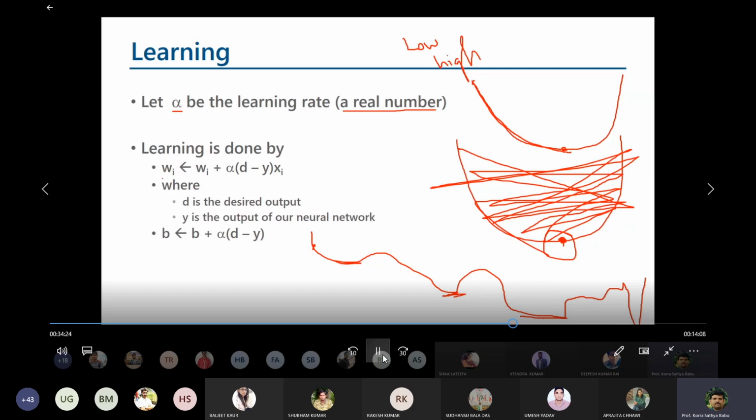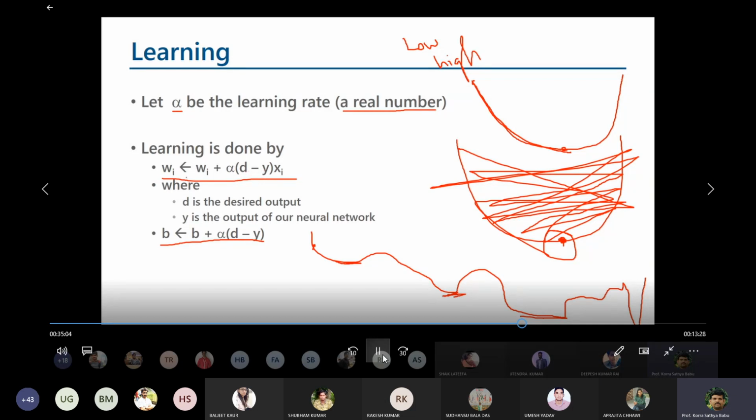See, this is the formula for weight updation, and this is the formula for bias updation. Wi, you have to assign Wi with the existing Wi plus alpha, the learning rate, into d minus y into xi, the input. Now, what is this d minus y? d minus y is the desired output minus the outcome that we have got. d is the desired output and y is the output of our neural network that we have attained. So desired output minus attained output.